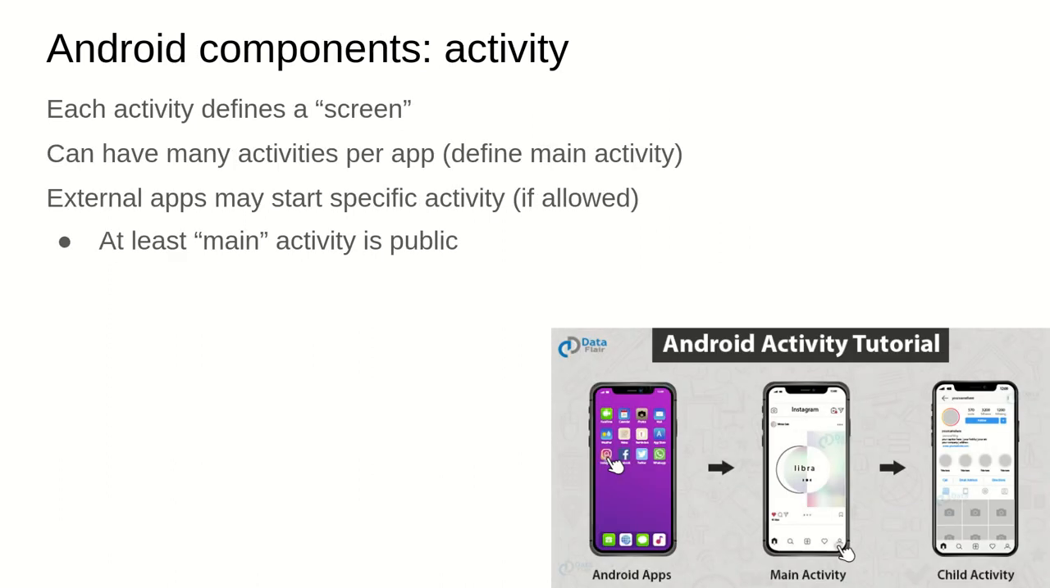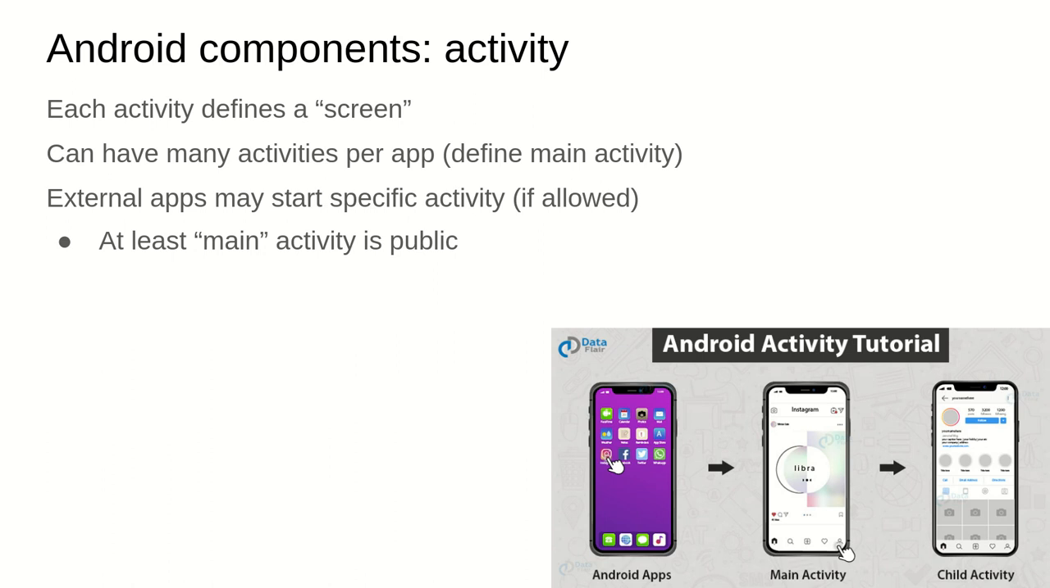Each activity defines a screen and a way to interact with the application. Think of this as a UI form, right? There can be many activities per app, but the developer has to define one main activity. External applications may start specific activities if that is allowed. So the application could be exporting certain activities, and other applications can call these different activities. Think of this as sub-functionalities or different functionalities that can be reached directly.